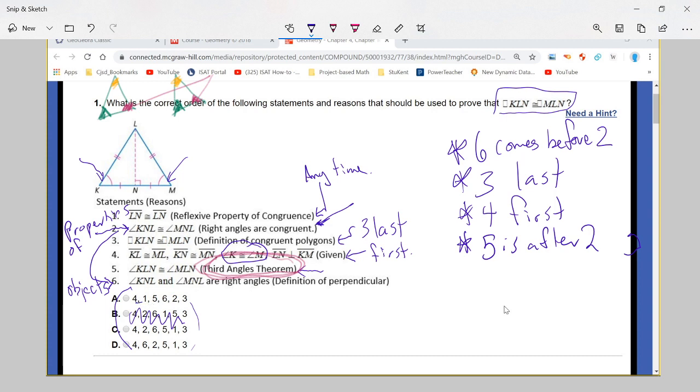So when I look here, I see in this case 5 is coming before 2. I can't use the third angle theorem until after I prove that the second angles are congruent. Does that make sense? So this cannot be. Here I'm going to prove that the second angles are congruent, and then I can say, well, then the third angles have to be congruent using the third angle theorem. So D has to be my answer.